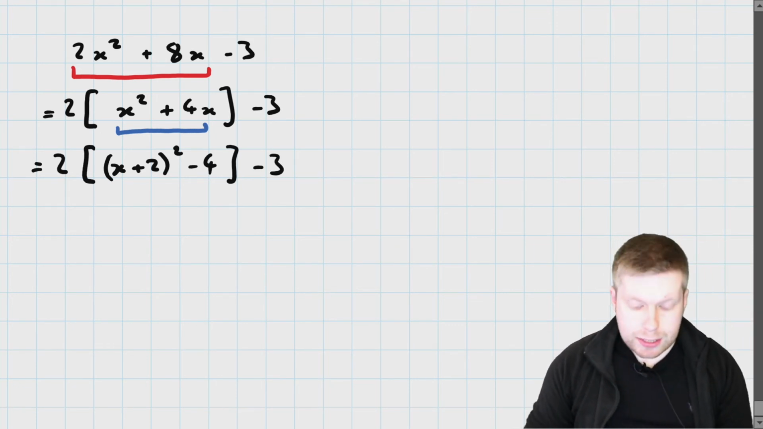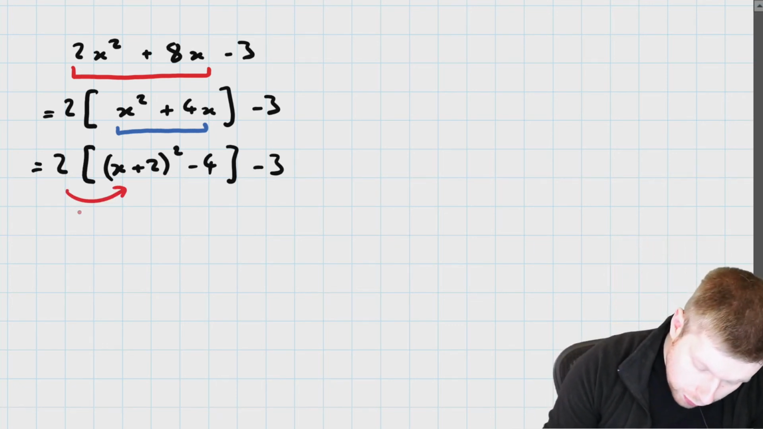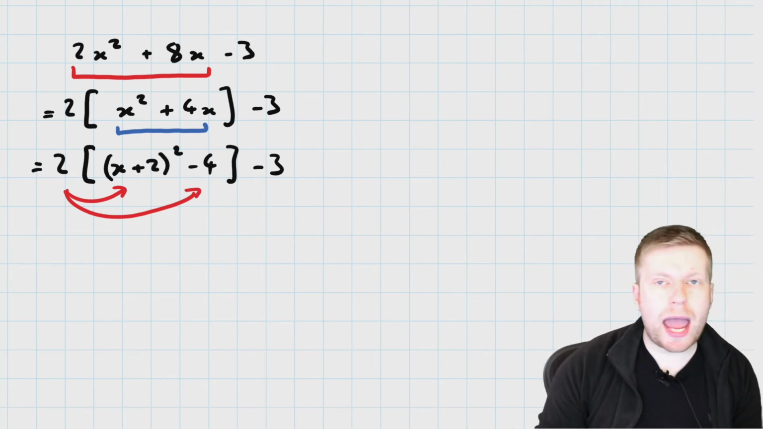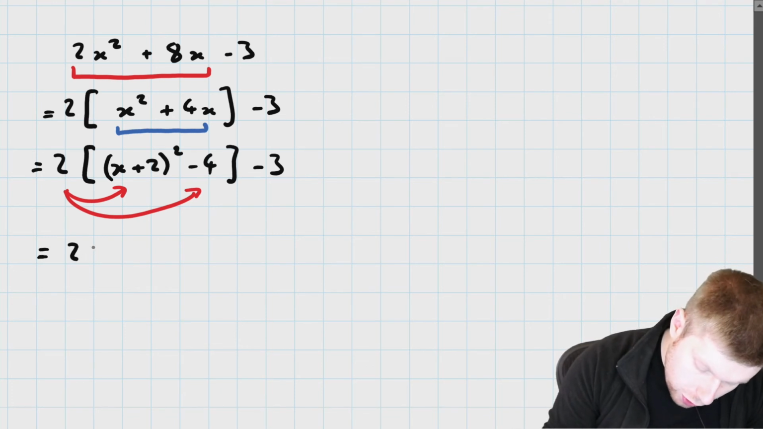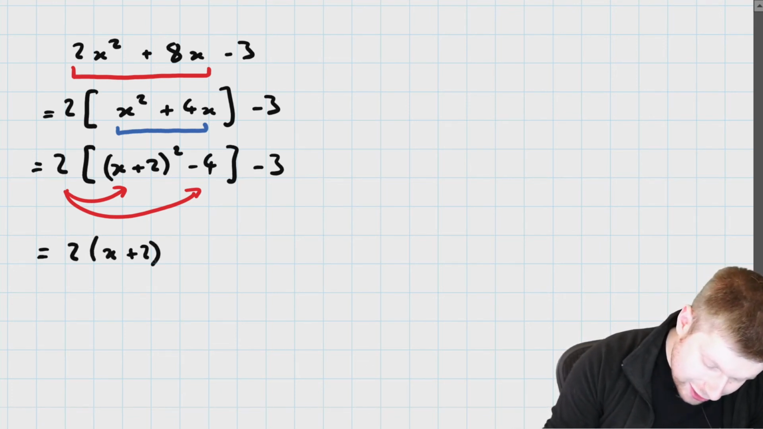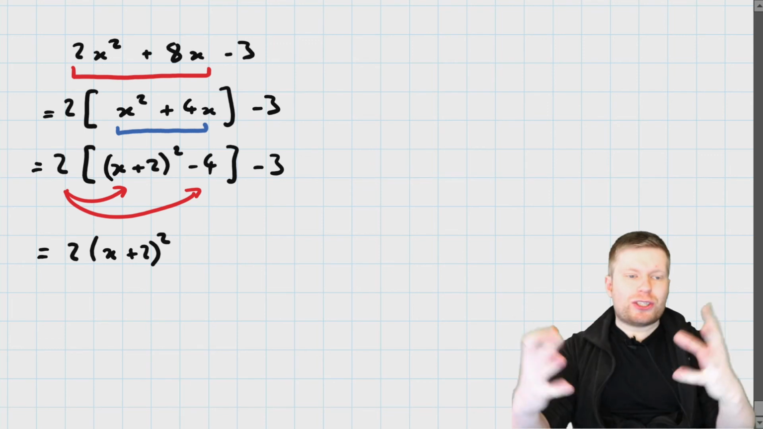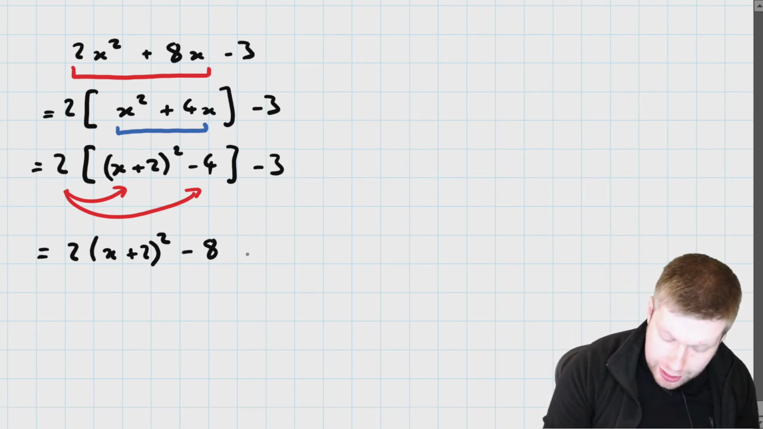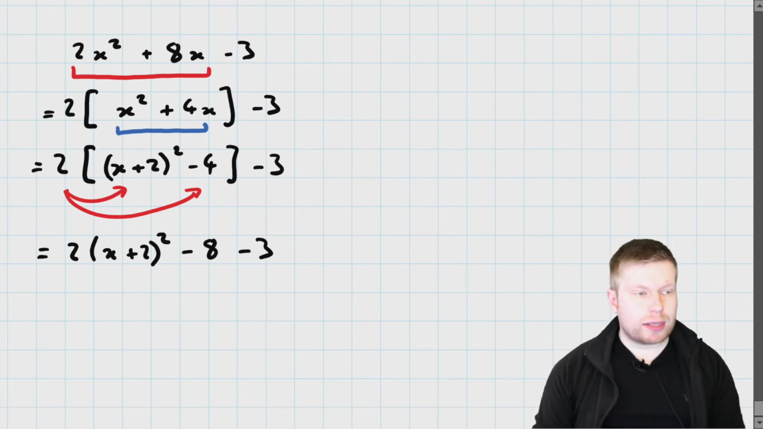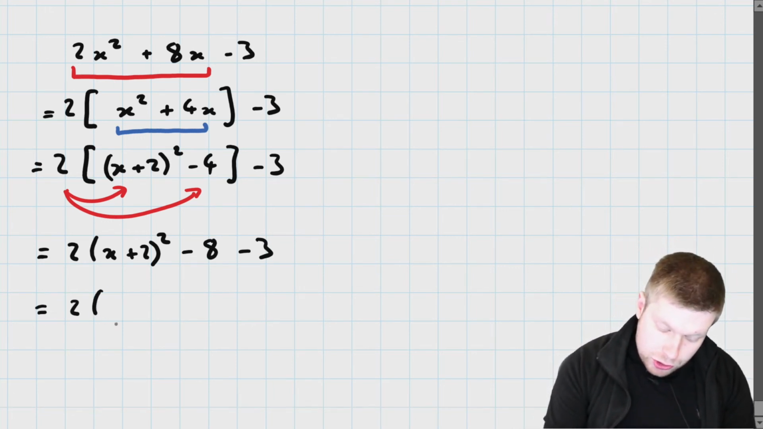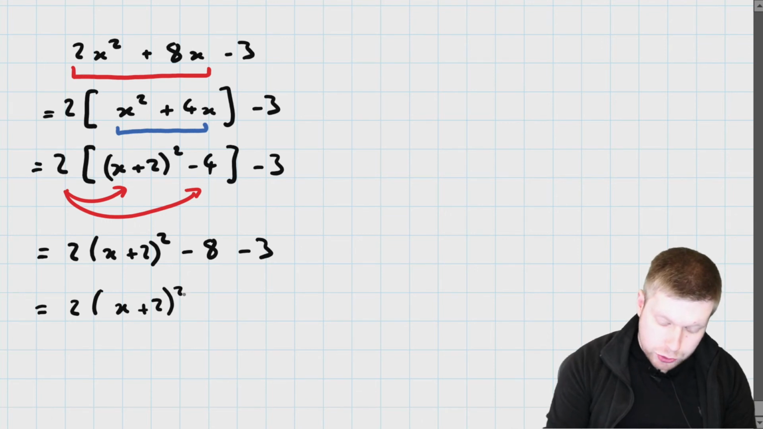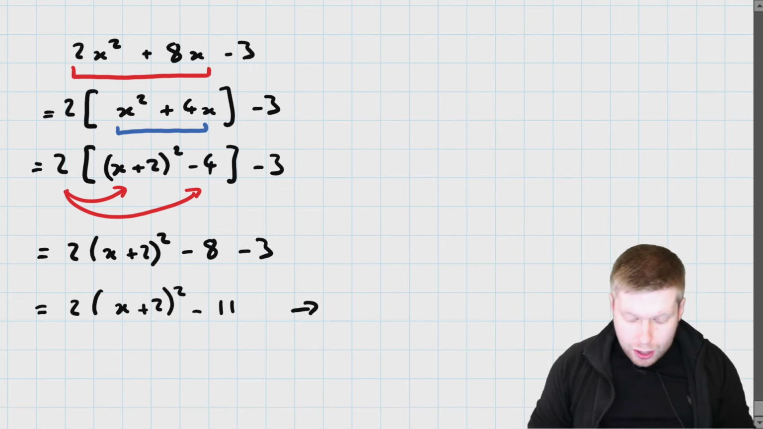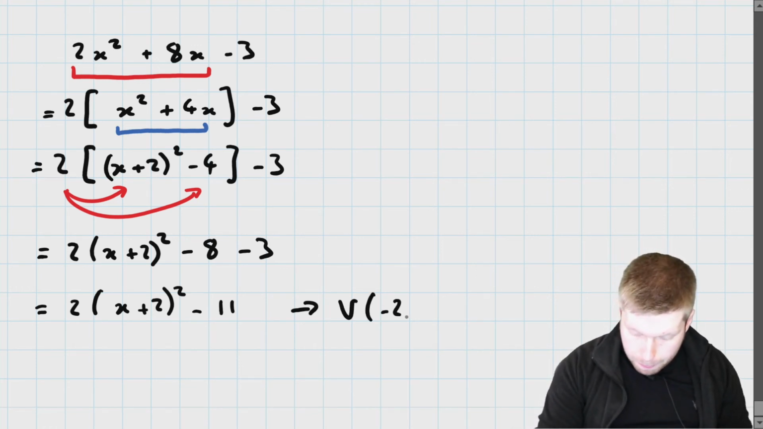So now what I'm going to do is multiply out the 2 over both things inside the brackets. So 2 times x plus 2 all squared is going to be 2, you guessed it, times x plus 2 all squared. Don't expand it, because remember, I want the x plus 2 all squared, right? And then I'm also going to have to do the 2 times the negative 4, which is the negative 8, and I'll just have the negative 3 hanging around at the end. Tidy it up slightly, I end up with 2 times x plus 2 all squared, then that's going to be minus 11. Okay, so again, where's the vertex going to be? Well, it's going to be at negative 2, negative 11.